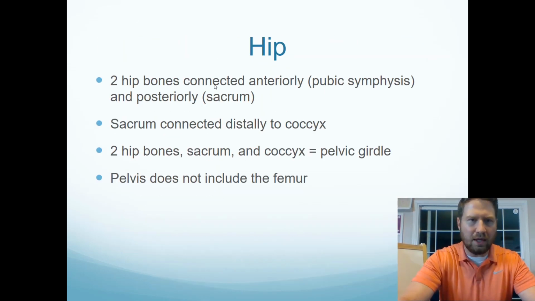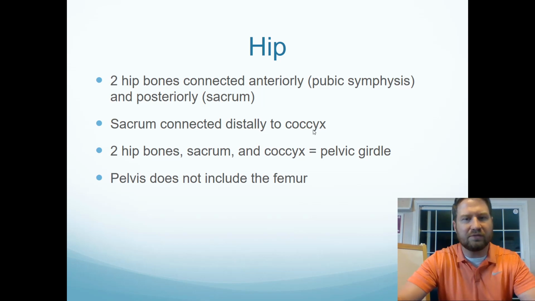So the hip, like I said, we're going to talk about this briefly. You have two hip bones connected anteriorly with your pubic symphysis and posteriorly with your sacrum through your SI joint. The sacrum has a distal portion called the coccyx, or your tailbone. We talked about how painful a broken tailbone is and how many things in your pelvic floor connect to that coccyx. So anytime your pelvic floor contracts, if you have a fractured coccyx, you have a lot of issues, a lot of pain.